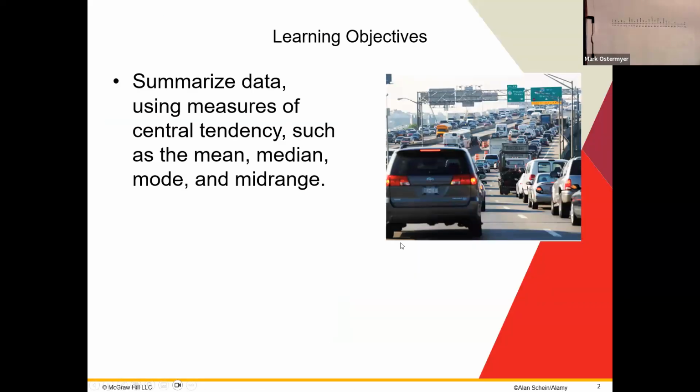We're going to learn how to compute what are called measures of central tendency, such as the mean, median, mode, and mid-range of a data set. We're also going to show ourselves how the mean and median differ as far as their ability to locate the center of data, especially when your data set is plagued with what are called outliers.